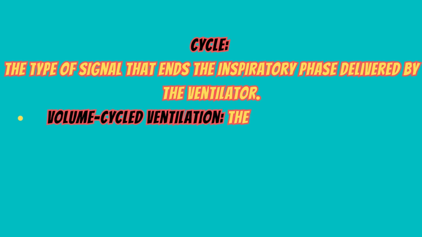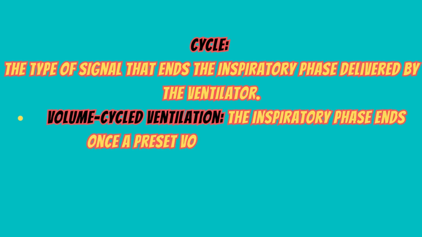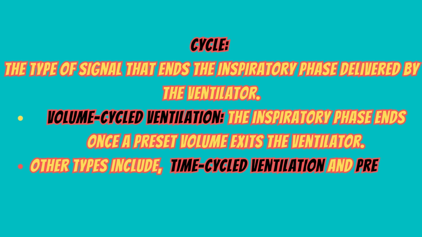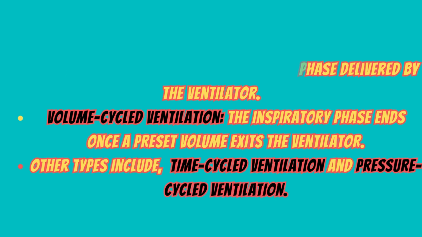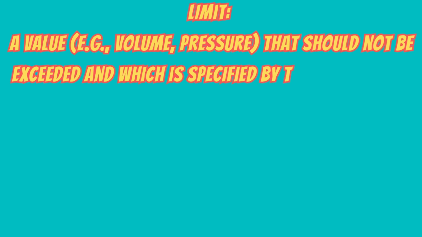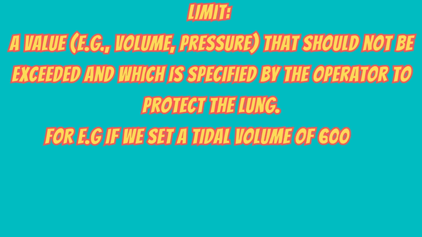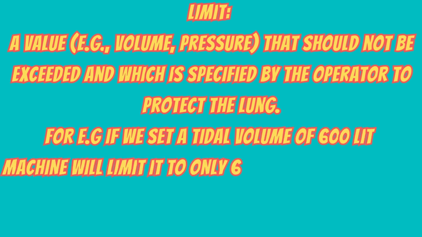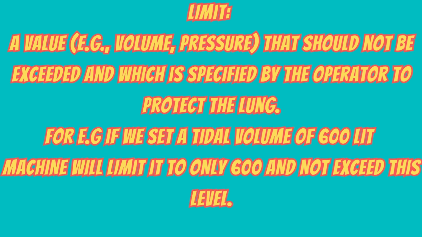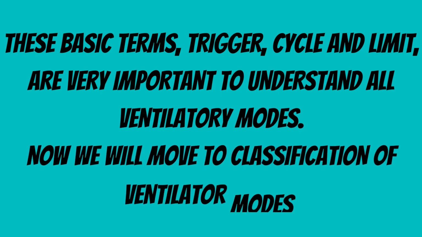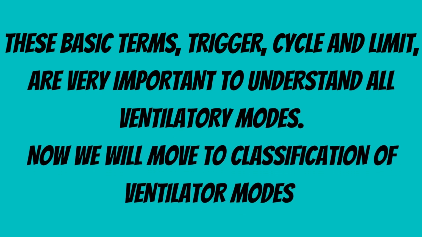Cycle is the type of signal that ends the inspiratory phase delivered by the ventilator. It could be volume cycled ventilation, which means the inspiratory phase ends once a preset volume exits the ventilator. Other types include time cycled ventilation and pressure cycled ventilation. Limit is a value, for example volume or pressure, that should not be exceeded and which is specified by the operator to protect the lung. For example, if we set a tidal volume of 600, the machine will limit it to only 600 and not exceed this level. These basic terms, trigger, cycle and limit, are very important to understand all ventilator modes.